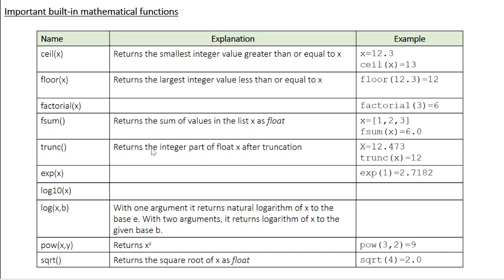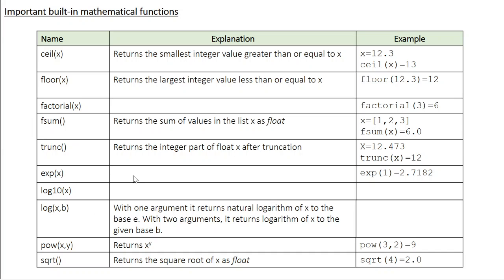Then trunc. Trunc x, this returns the integer part of float x after truncation. So this is a truncation function. So if x equal to 12.473, it truncates the decimal part and returns you only the integer. So trunc x will be 12 here. So this is not rounding off, it just truncates the entire decimal part. So if you have 12.873, your integer part doesn't get rounded off. So you still get 12 as the result here.